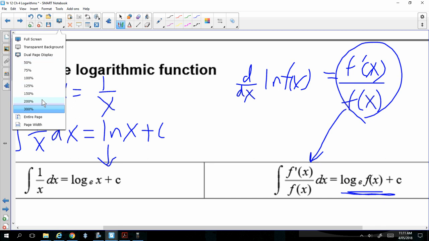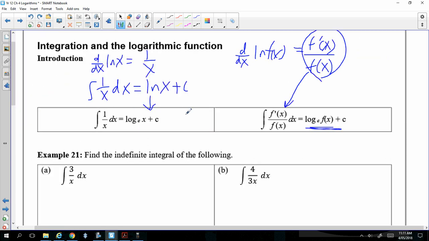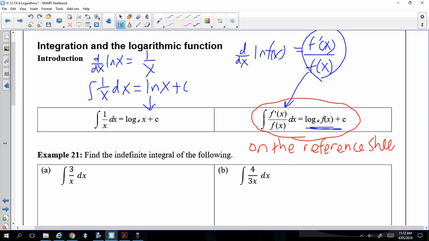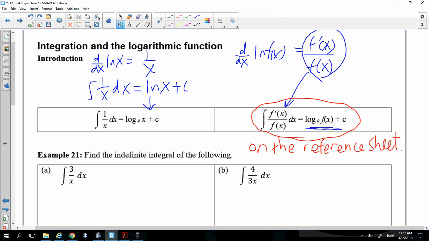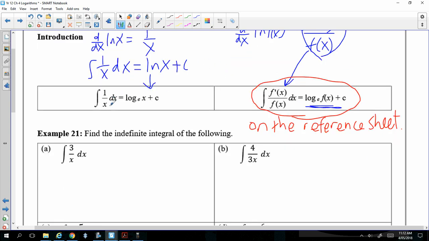Alright, so write it down, and then we're going to use this formula to do the questions. This one is on the reference sheet. Okay, write it down. Right, we're going to do some questions. These are just the reversal of the results in derivatives. So basically when you see a fraction, very likely it's going to be log.